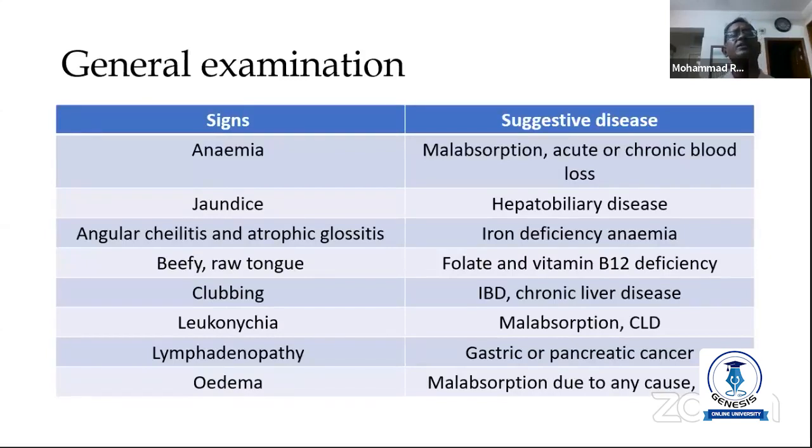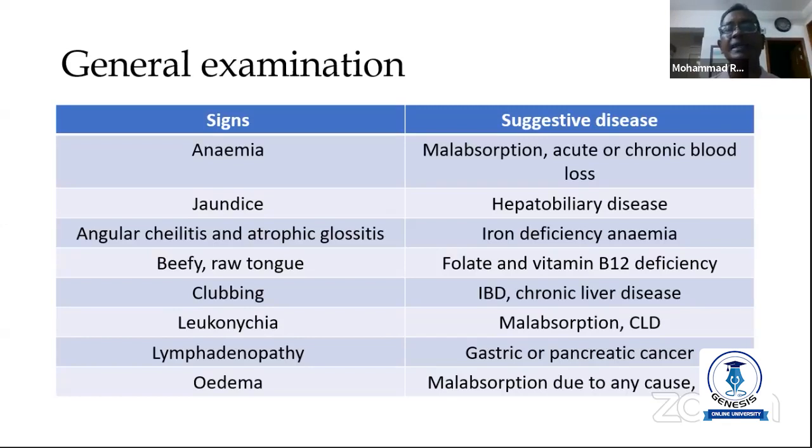So for some general examination, you can check whether the patient has anemia, jaundice, angular cheilitis or atrophic glossitis. A patient with iron deficiency anemia, raw beef coated tongue, a patient with folate or vitamin B12 deficiency, whether the patient has any clubbing, a patient with IBD or chronic liver disease. In case of iron deficiency anemia, a patient with malignancy or peptic ulcer disease or hookworm infection might have koilonychia. Patient might have leukonychia due to malabsorption or CLD. Patient might have lymphadenopathy. You can find paraumbilical lymphadenopathy, para-aortic lymphadenopathy, in gastric and pancreatic cancer.